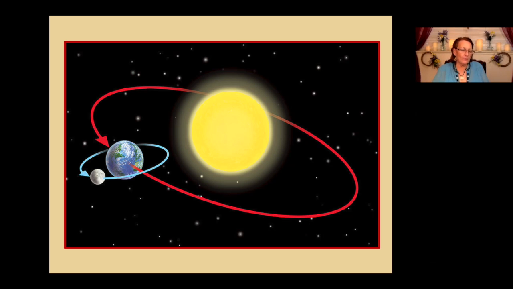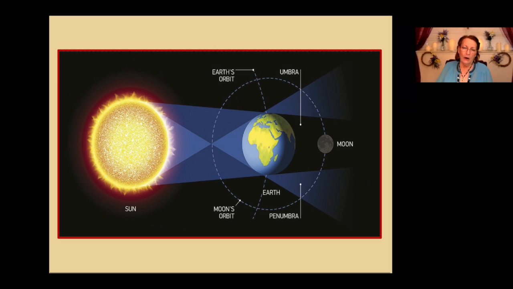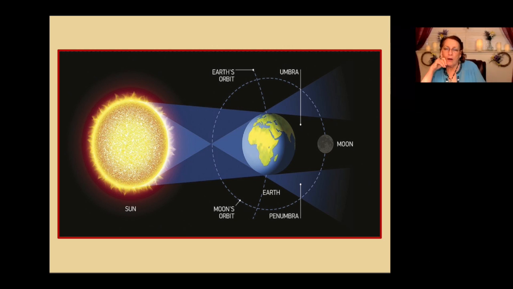Now, I really struggled yesterday to try to get this all pictured in my head, how this happens, why it happens as often as it happens, why sometimes it's total and sometimes it's partial. And I just couldn't understand. I really struggled with it. And I ask you, have you ever wondered about the moon's orbit around the earth? Have you ever wondered just what is the path that the moon takes as it orbits around our planet?